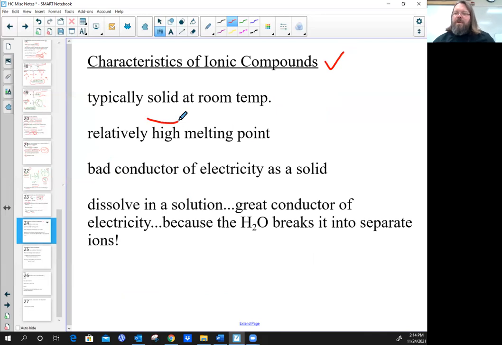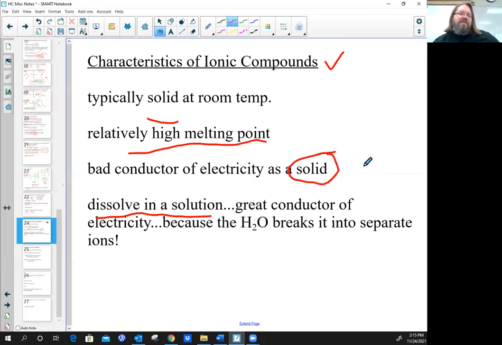The two that I just held up in front of you, at room temperature, they're solid, okay? They have relatively high melting points. If I took salt or any of these ionic compounds, I'd have to heat them up to some pretty serious temperatures to get them to melt down. But they will dissolve easily, typically in solution.